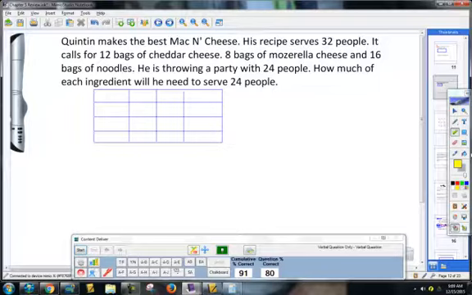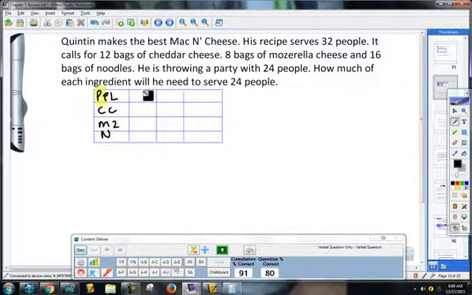Okay? But the problem is he doesn't want to spend all the money to serve 32 people if he only has 24 people over. So, this is how we'll do this. We'll do it just like we're going to see it on the Summative tomorrow. This is going to be our people. This will be our CC cheddar cheese. This will be our mozzarella cheese. And this will be our noodles.